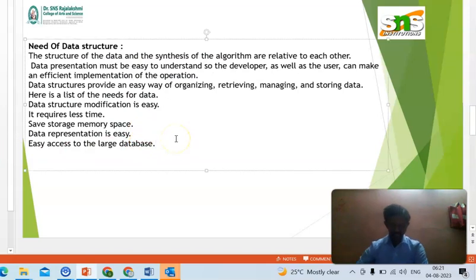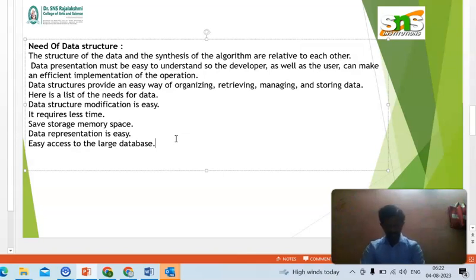Next, let us see what the need for a data structure is. Why do we need to approach data structures, and what are the specifications of using them? The structure of the data and the synthesis of the algorithms are related to each other. We need to follow the structure of the data: in what form the data should be saved and what the meaning of that data is. These should be related to each other.